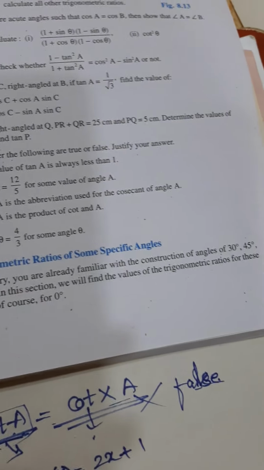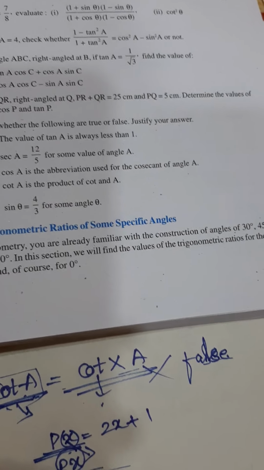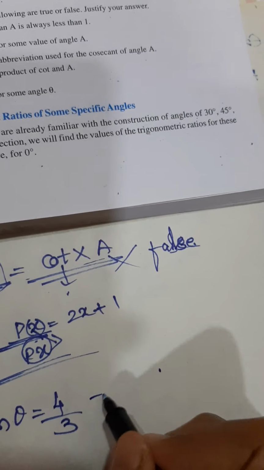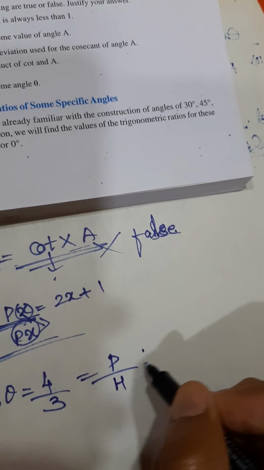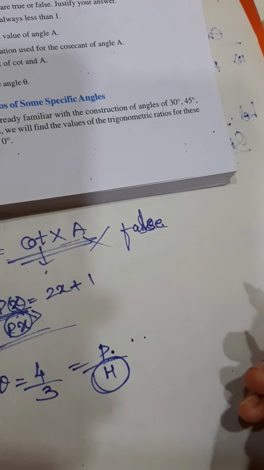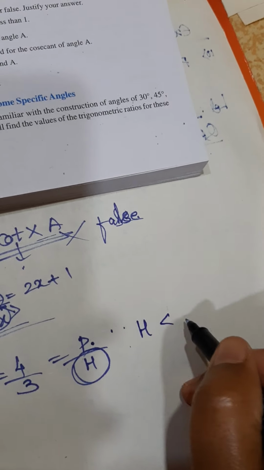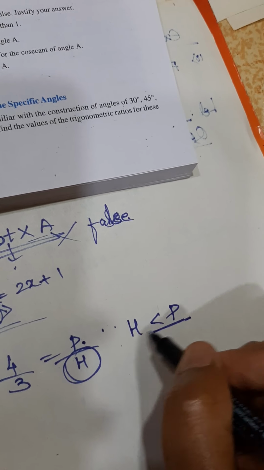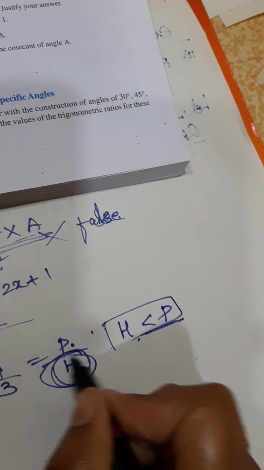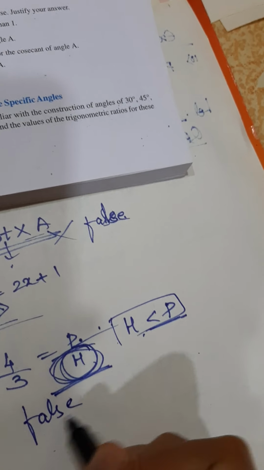Next one, fifth one: sin theta is equal to 4 by 3 for some angle theta. The sin theta formula is P by H, where H means hypotenuse. Hypotenuse will always be greater than perpendicular and base. So obviously this statement is false. Perpendicular is less than hypotenuse, so we can't say this one. The hypotenuse must be greater than perpendicular and base. So by seeing this also, it is false.